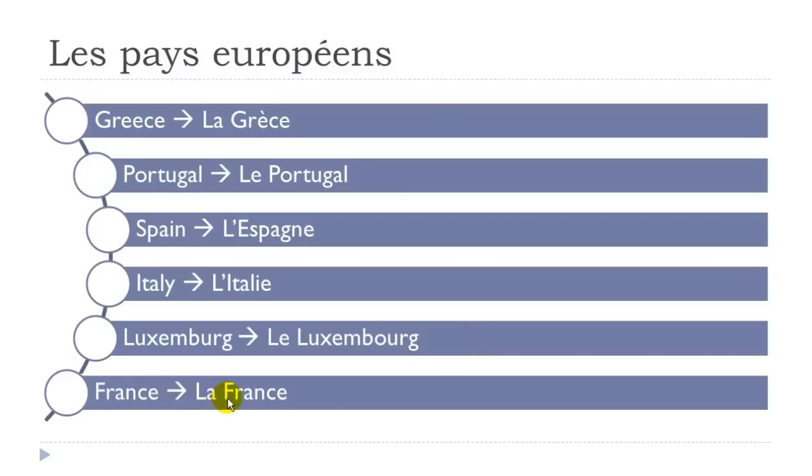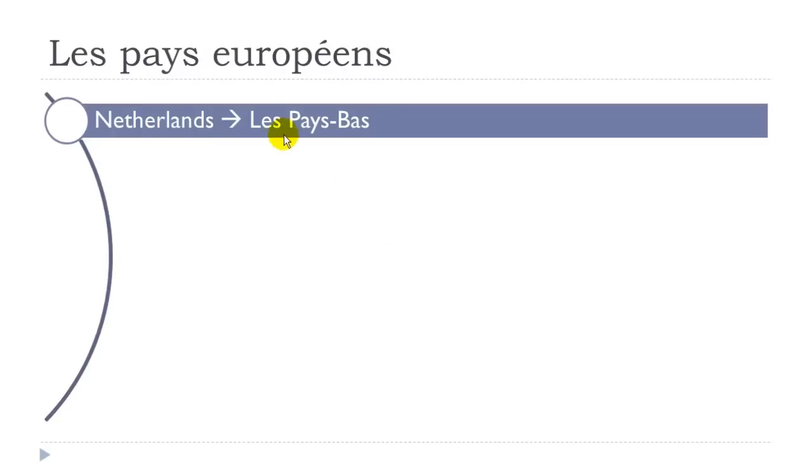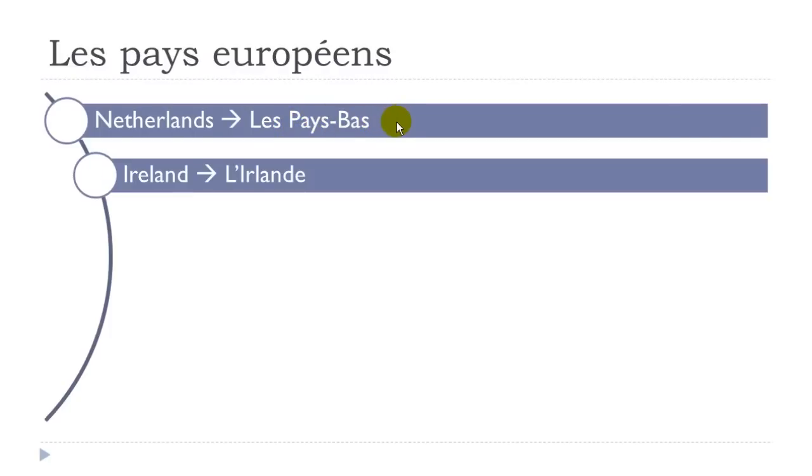La France. La France. Okay? A, N here. Nasal en, en, la France. Okay, we continue. Les Pays-Bas. Final S here, not pronounced. Same thing here. Pays, pays, and then bas. Les Pays-Bas. Okay, then l'Irlande.